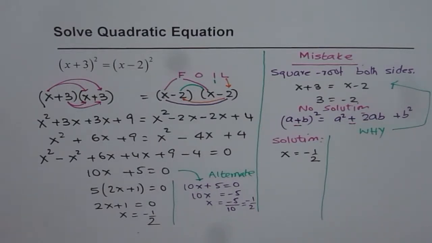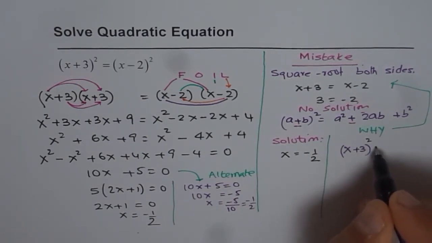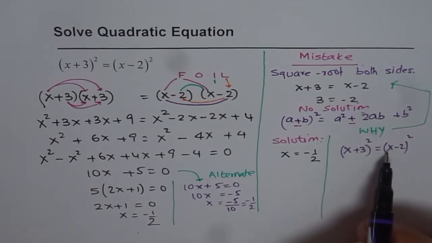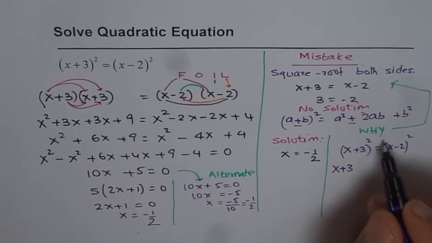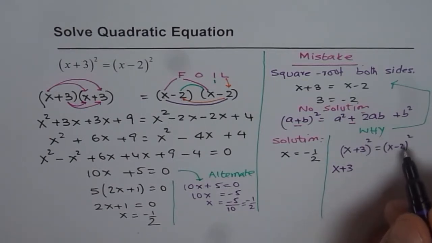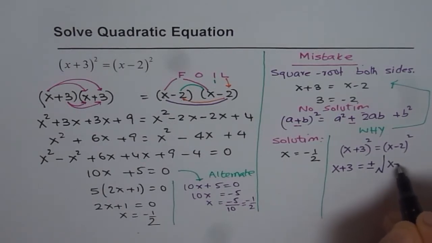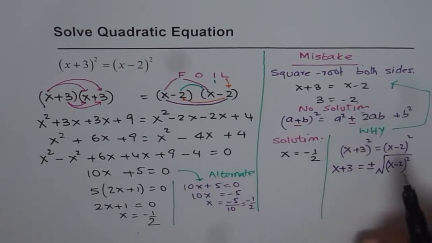One is to think like this. When I'm saying x plus 3 whole square equals x minus 2 whole square, then even if I have a negative value of this, it should be true. What I'm trying to say is think like this. x plus 3 whole square, when I square root it, we get plus and minus. We don't get just one sign. Do you understand? Then we have the square root of x minus 2 whole square. That is what I'm trying to say. Above, we only used the plus value. We did not use the negative value.